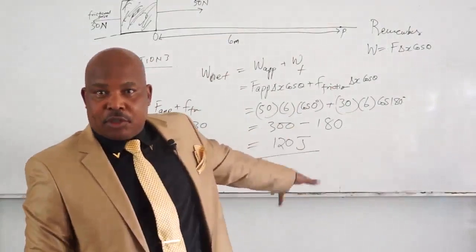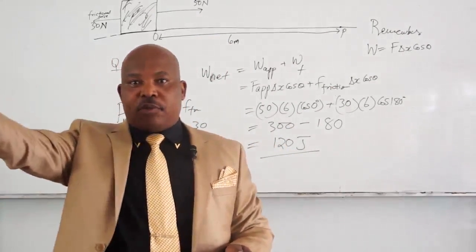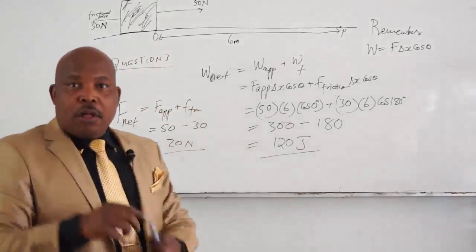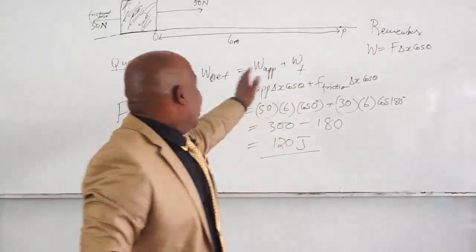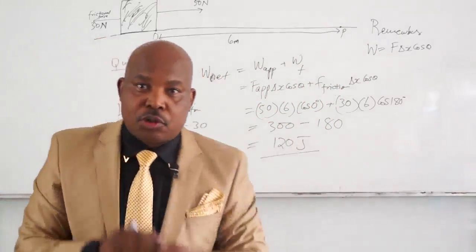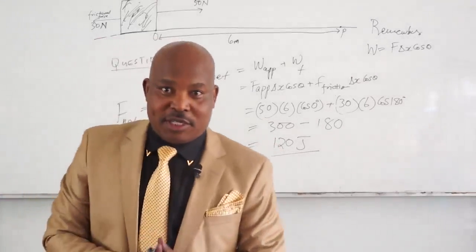This is method number 2. So you learners, you'll choose which one you want to do. Either the first method by finding F net first, or you can go straight to the W net, which is W applied plus W frictional force. It's up to you to choose. But we both get 120 joule. That is question 3.